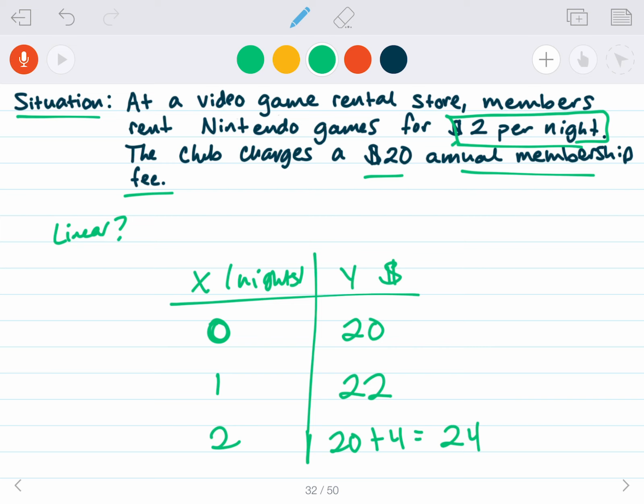So that's going to be $24. And we can see that this is indeed linear because as x is increasing by 1, as the nights increase by 1, the amount that we're paying is increasing by 2.